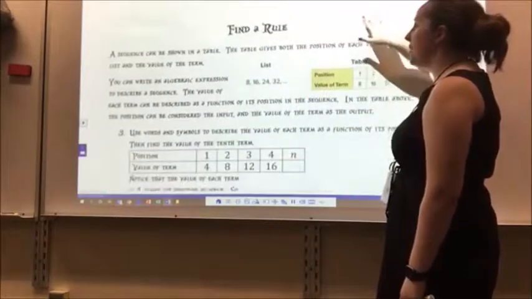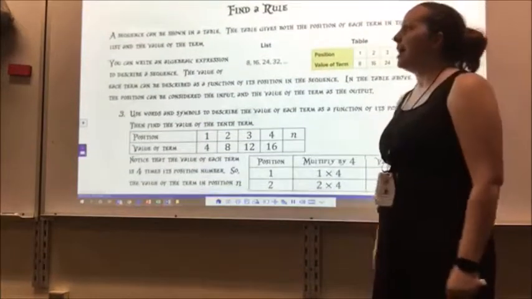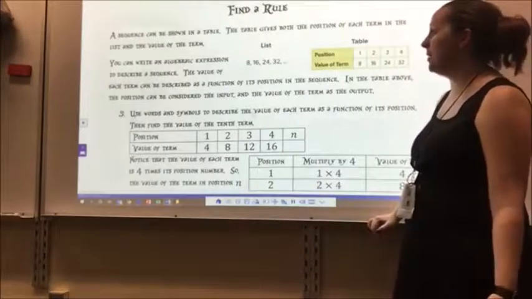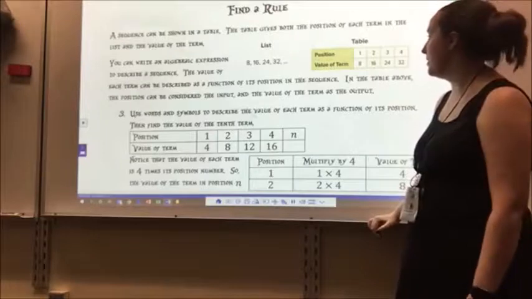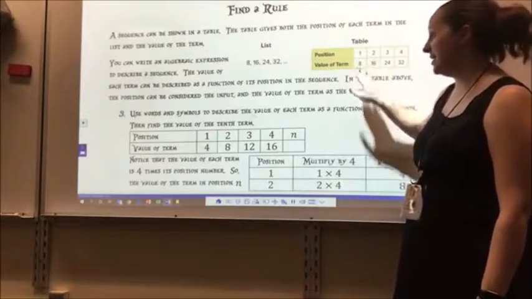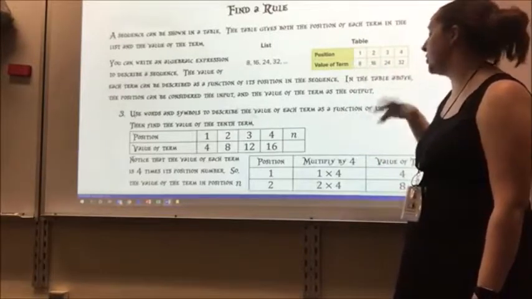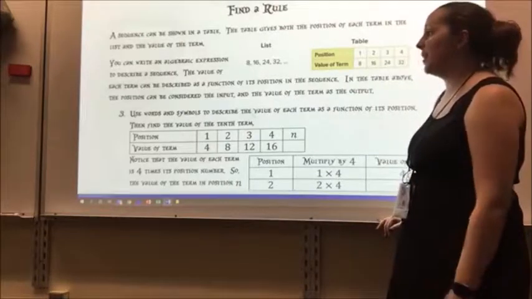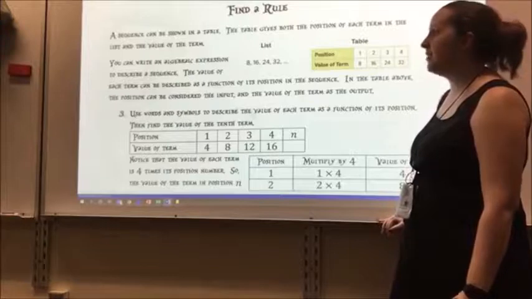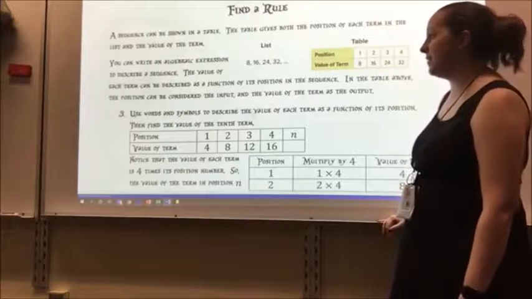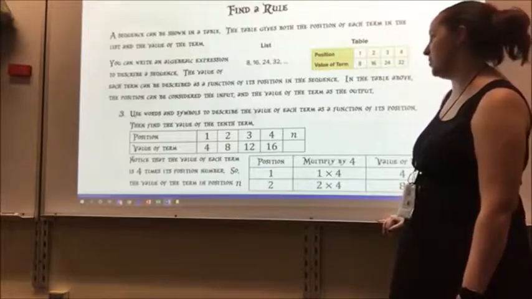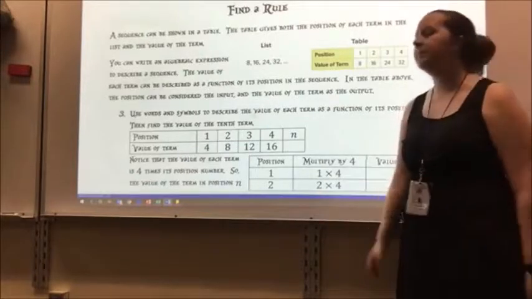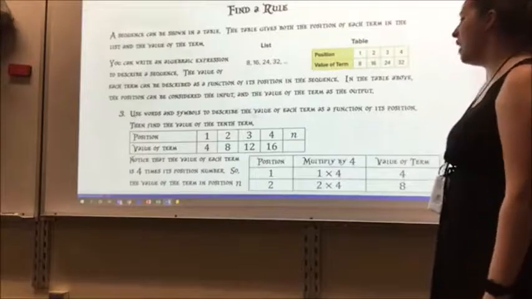You can also go backwards and find the rule. A sequence can be shown in a table. The table gives both the position of each term in the list and the value of the term. So my first one is 8, my second is 16, my third is 24, and my fourth is 32, and so on. So you can write an algebraic expression to describe the sequence. The value of each term can be described as a function of its position in the sequence. In the table above, the position can be considered the input, and the value of the term the output.